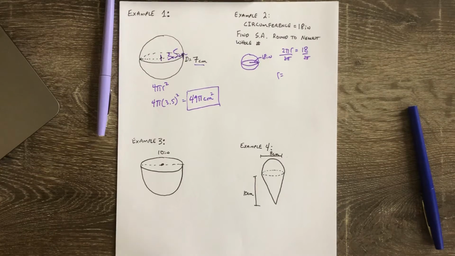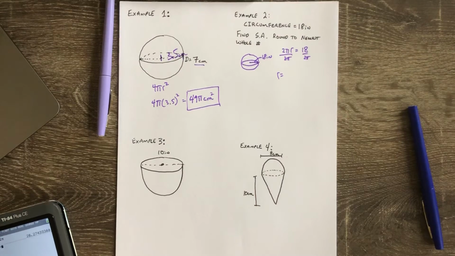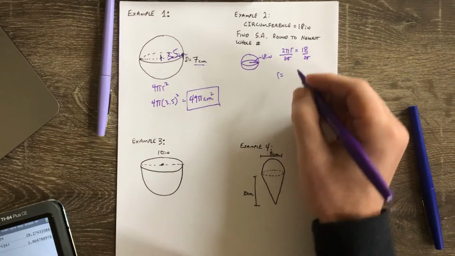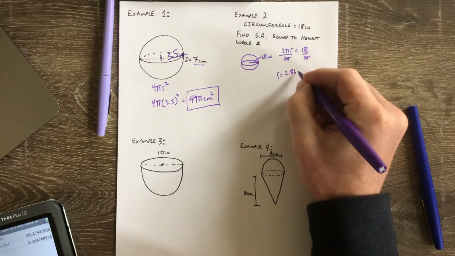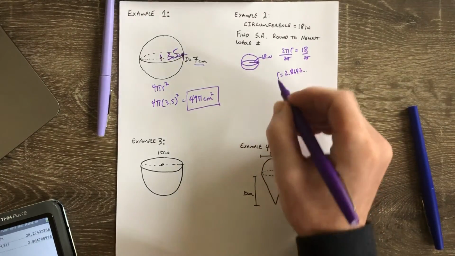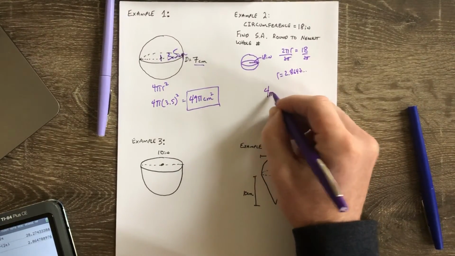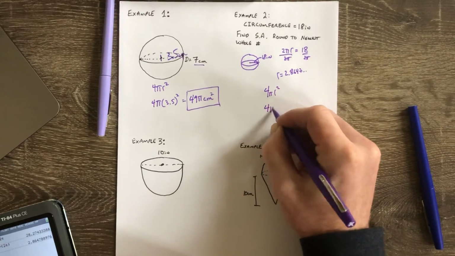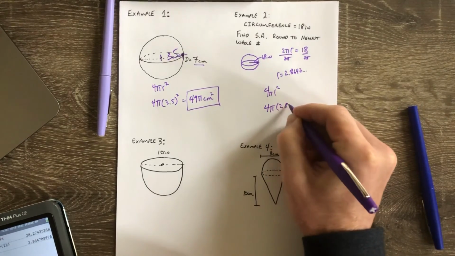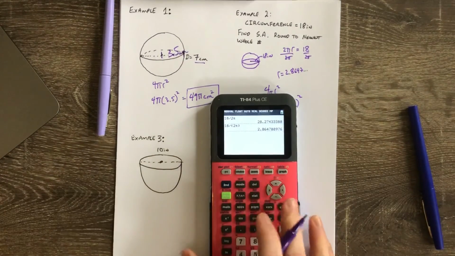That's going to give me, 28, that's not right, 18 divided by parentheses 2 pi, 2.8647. So now I have the radius here. I want to figure out the total surface area. I'm going to do 4 pi r squared, so 4 pi times 2.864 squared. So in my calculator, I have this already.